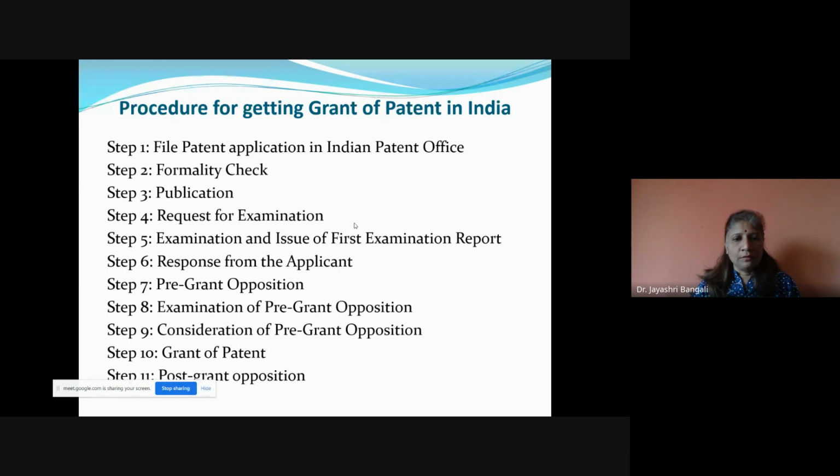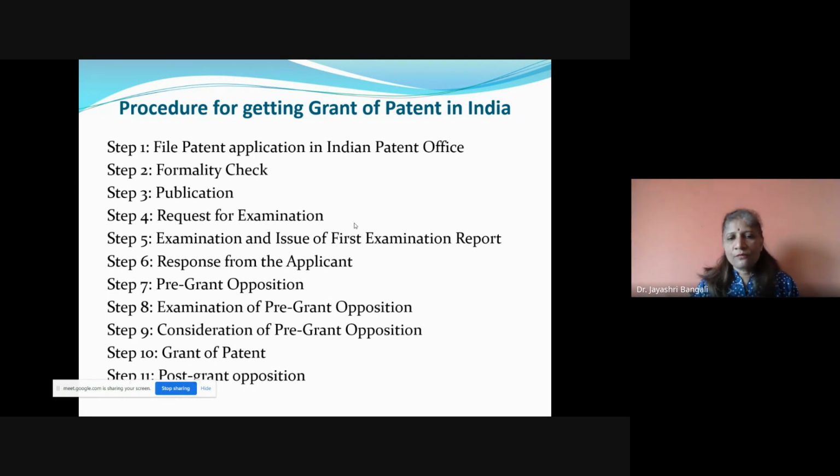Then this invention, whatever invention you have applied the patent for, will be available publicly. Publication means this invention will be available on the IPO website. Why is this available on the IPO website? If any person from our country wants to raise an objection to this particular invention, they can raise it. That's why the invention is available publicly and uploaded on the IPO website.